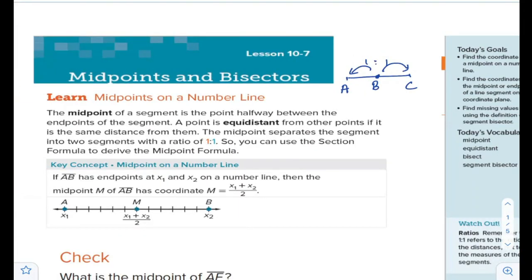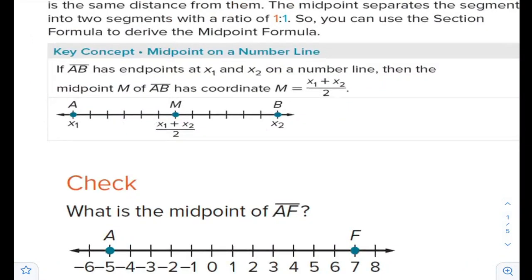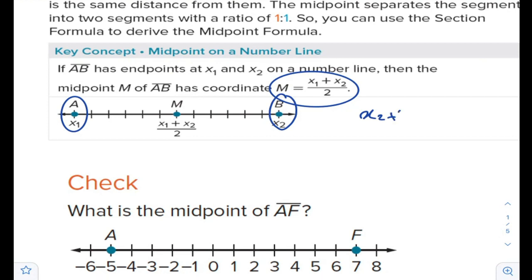So you can use the section formula to derive the midpoint formula and it will lead to a very simple formula. The midpoint is (x1 plus x2) divided by 2. What is x1? The x1 is one of the endpoints, and x2 is the other endpoint. So we can also add x2 plus x1 over 2. Also it will lead to the midpoint.